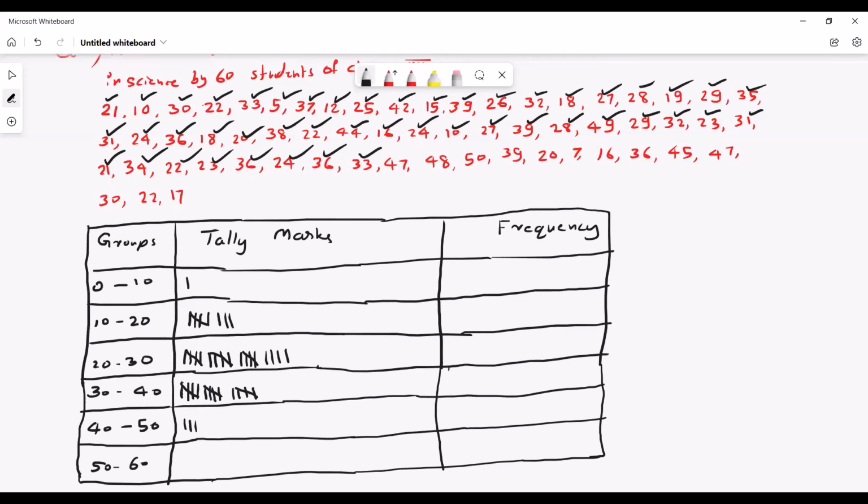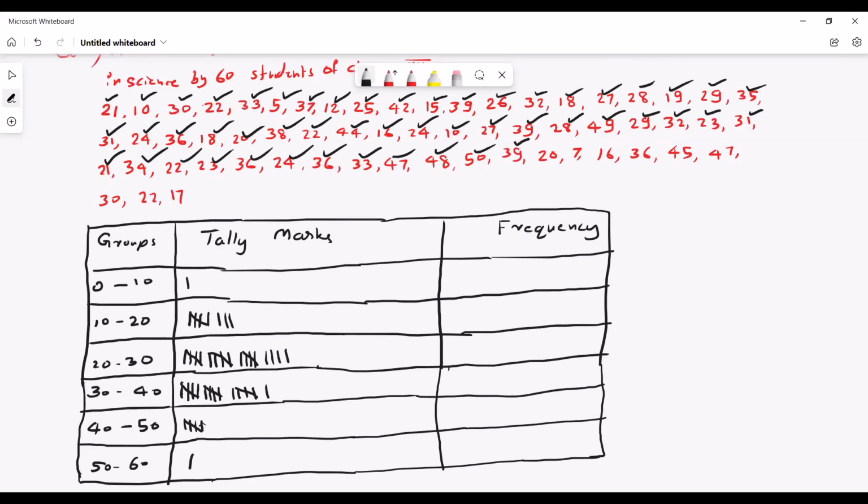Next is 33. 33 also will come here. Next is 47. That will come here, 40 to 50 range. And next is 48. That also will be coming here, and it will be a cross line since it is reaching 5. Next is 50 marks. 50 marks will come in the last column, because 50 is starting in the last column; 40 to 50 it is the end point only, there you cannot write. Next is 39.